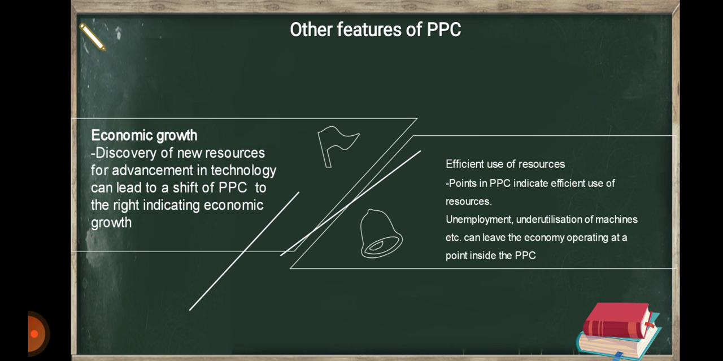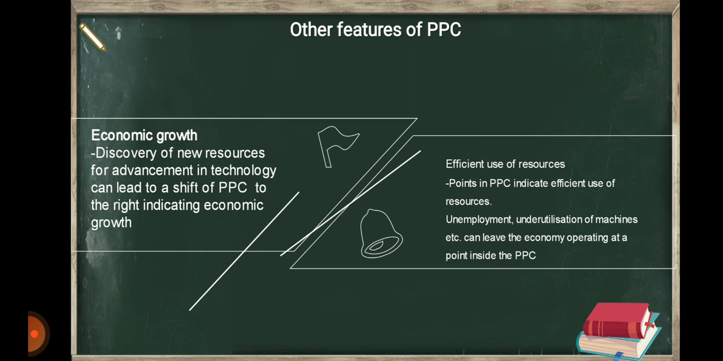First, economic growth. As I have already mentioned, higher PPC means higher production. So, if new resources are discovered or there is advancement in technology that leads to higher production, the PPC will shift towards the right. In our previous diagram, from the dark lined PPC to the dotted lined PPC. So, such a shift indicates economic growth.